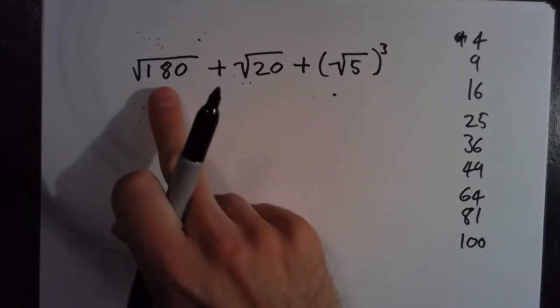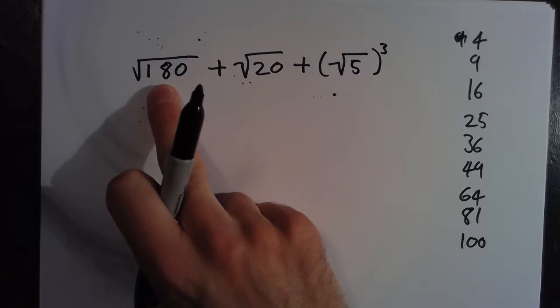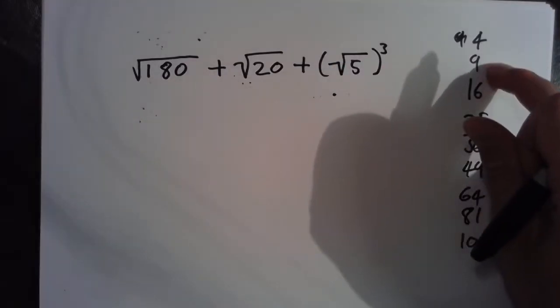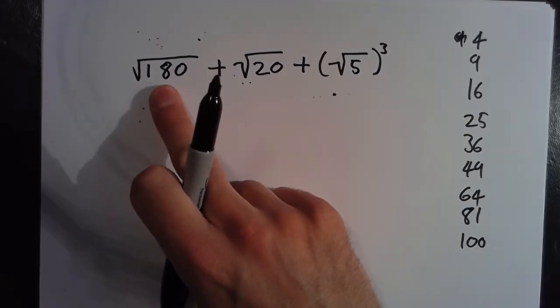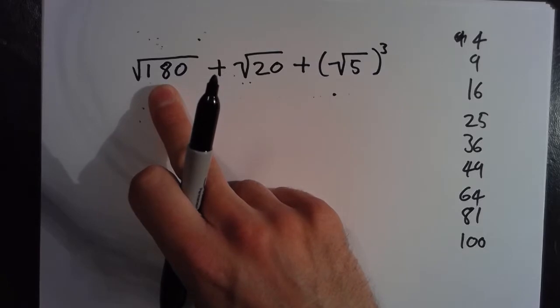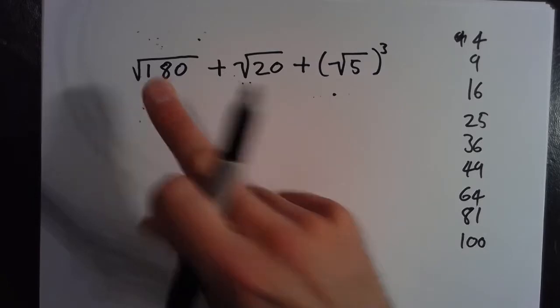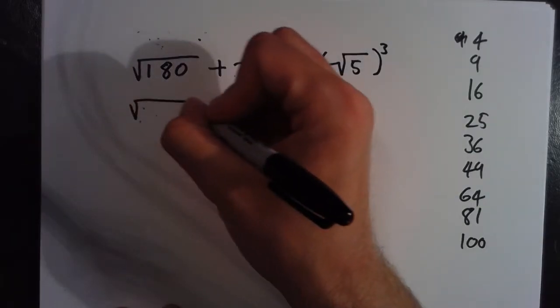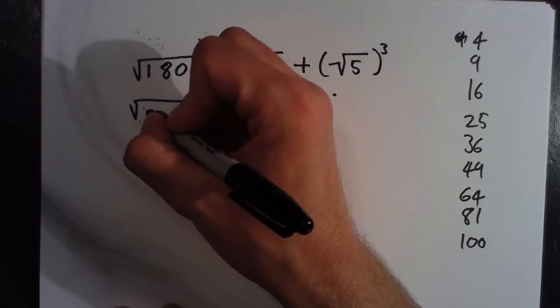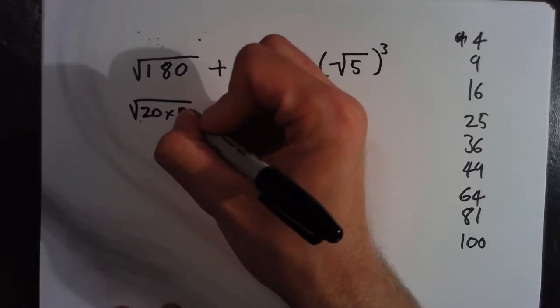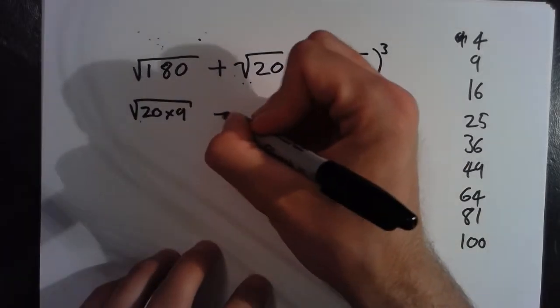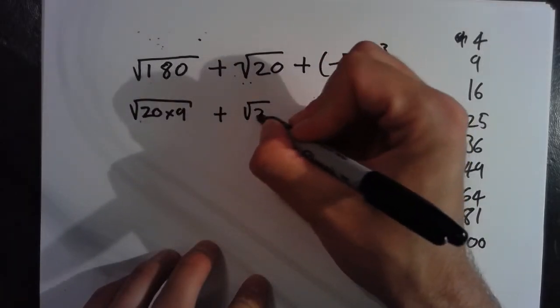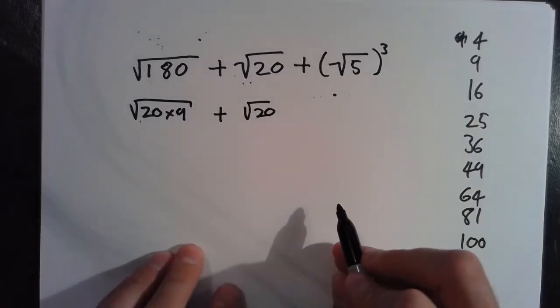Now what I can see straight away in this one here, 180 is 9 times 20, because I know that 18 is 2 times 9, so 180 must be 20 times 9. So I'm going to write this as 20 times 9. Obviously 9 is a squared number, so that makes my life a little bit easier. And I've got my root 20 here.